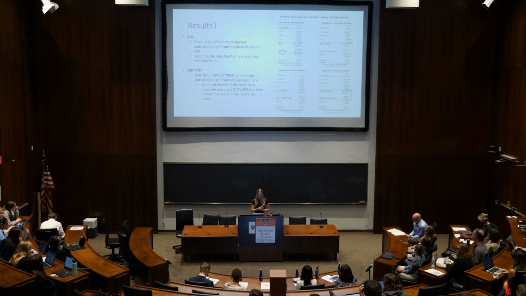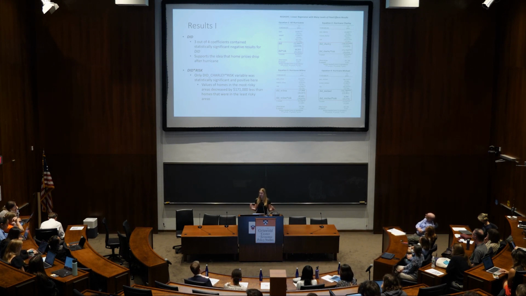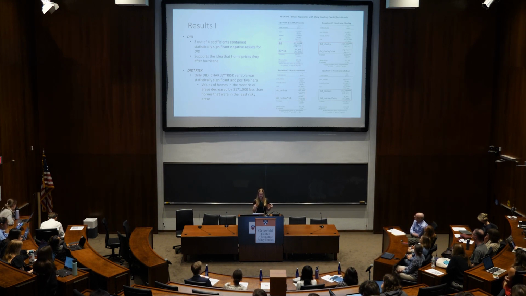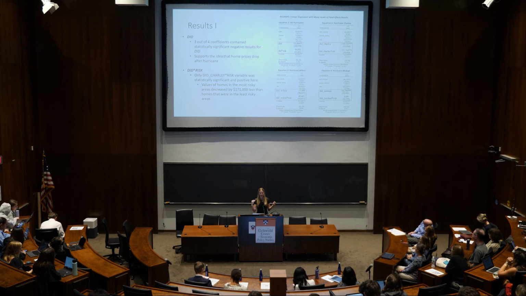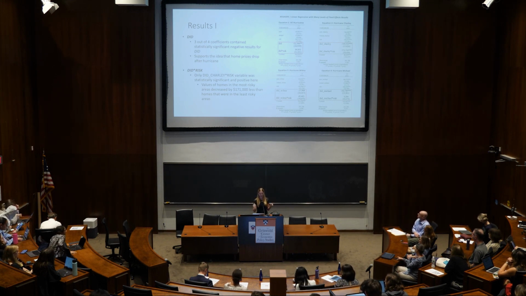Wilma, and Michael. And the first thing to notice is for DID, we can see 3 out of the 4 are statistically significant, and overall, it's showing that housing prices seem to decrease after a hurricane. And for DID interacted with risk, only one of these equations produces a statistically significant result, for Hurricane Charley. Here we can see that homes in risky areas seem to decrease by $171,000 less than homes in non-risky areas. I know that was a little bit of a mouthful, but basically it's showing there's a smaller drop in price in homes in risky areas than homes in non or less risky areas.